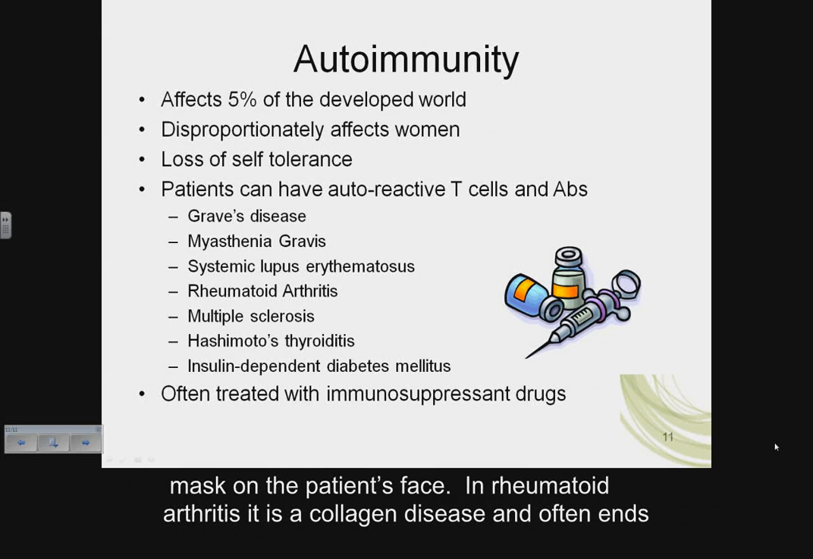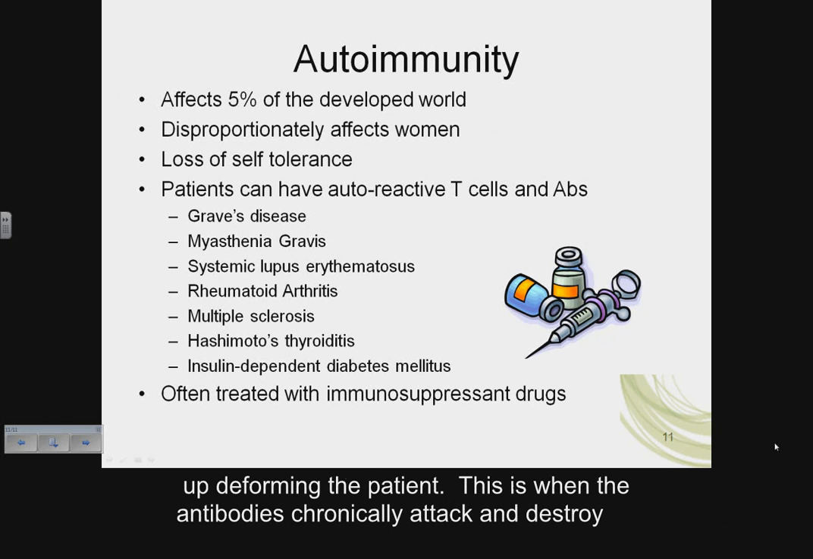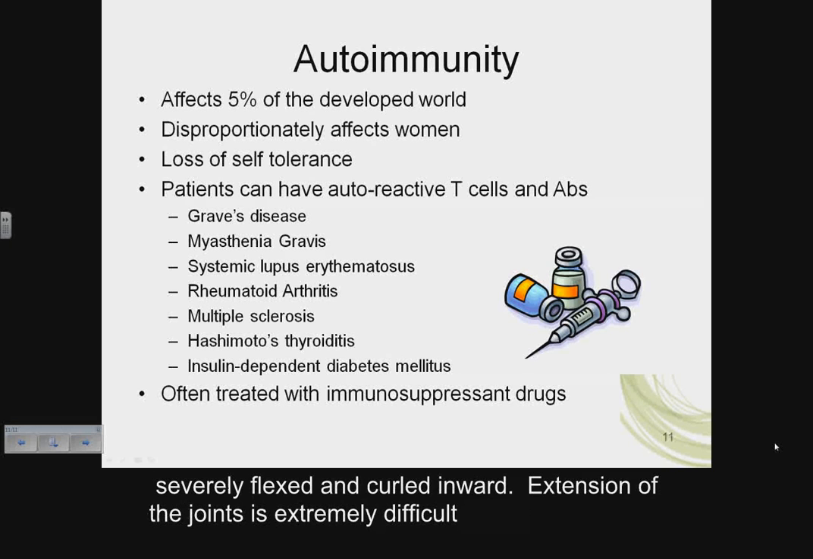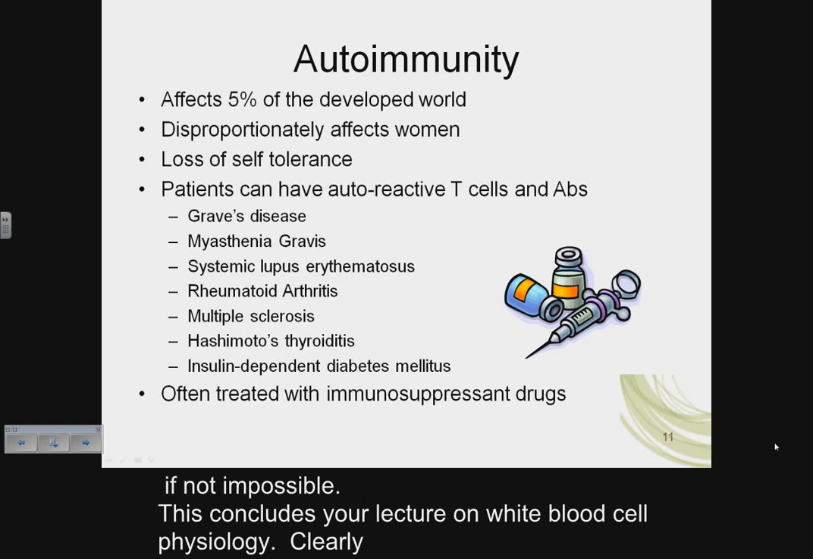In rheumatoid arthritis, it is a collagen disease and often ends up deforming the patient. This is when the antibodies chronically attack and destroy the collagen within the joints of the patient. The patient ends up with hands and feet severely flexed or curled inward. Extension of the joints is extremely difficult, if not impossible.